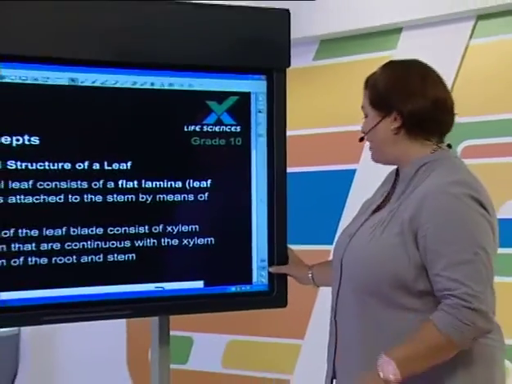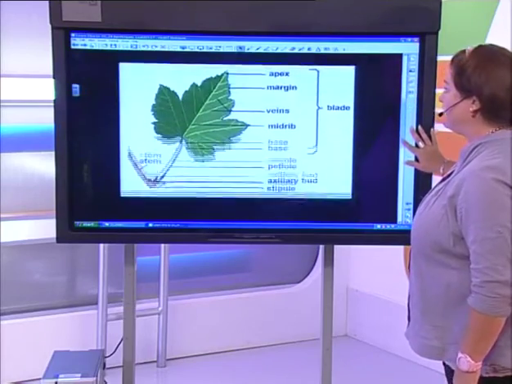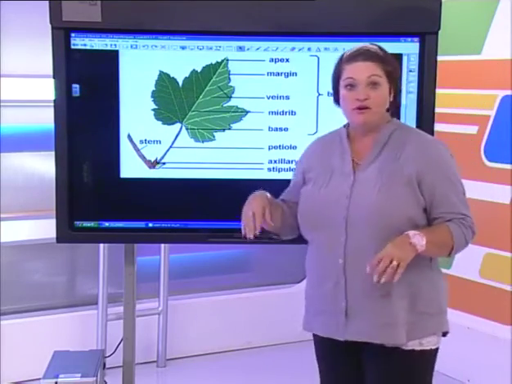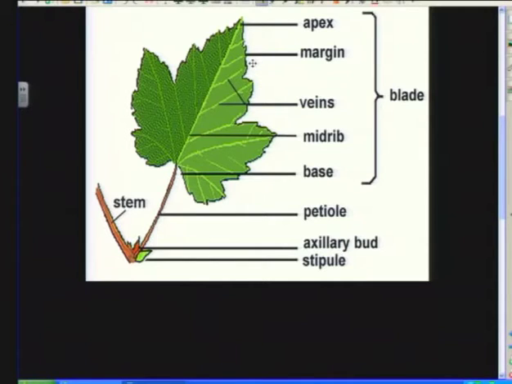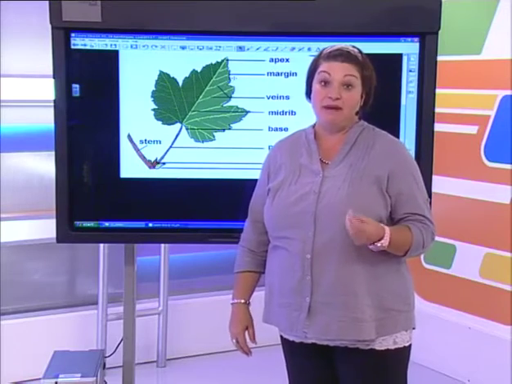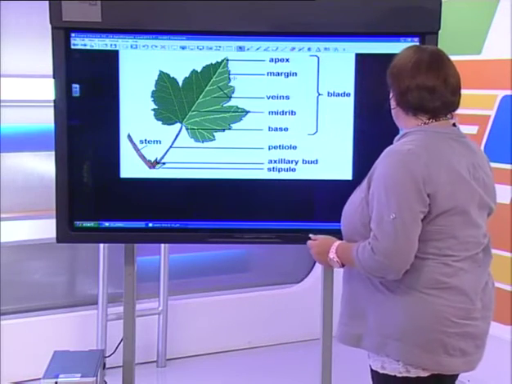Okay, let's go and have a look to see what the leaf looks like if we have a diagram. All right, there we go. We've just said, quickly, the apex is always the top, the margin on the side. There are my veins, my midrib running down the middle, and my petiole, which is going to hold it up. That is going to be my leaf stalk.